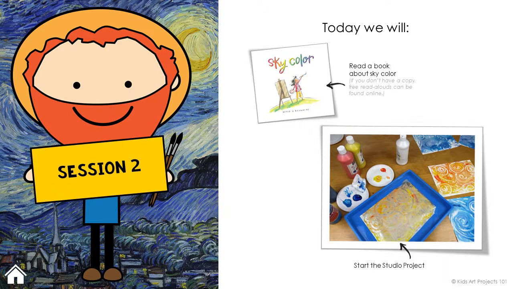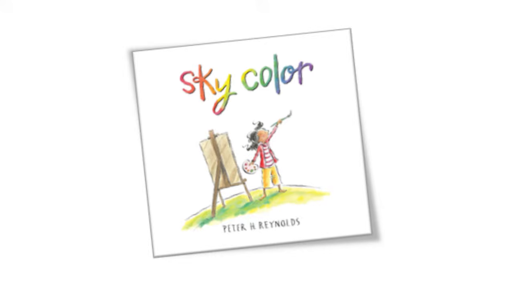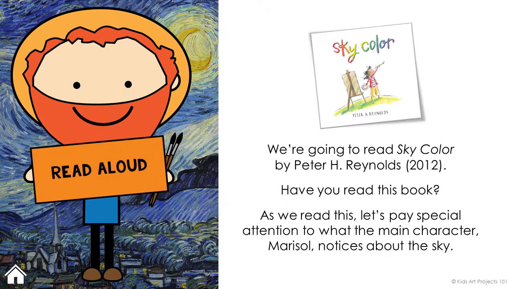The second session is super fun because you're going to have them get into that creative mindset again, thinking about the sky with a really cute book by Peter Reynolds called Sky Color. If you don't have it or you're not familiar with it, I highly recommend you check it out. Usually it's available in a library. You can also purchase a copy, or you can find free read alouds online on YouTube. So whichever route feels easiest for you, I encourage you to go for it.